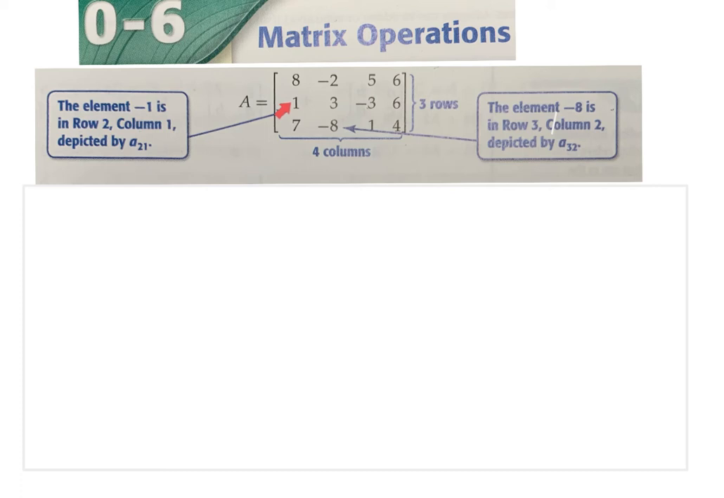And so they give you another example, -8. That is in row 3, column 2. So row 3, column 2. So you have row 1, row 2, row 3, and then the second term in that row. All right? So that's how you depict it.